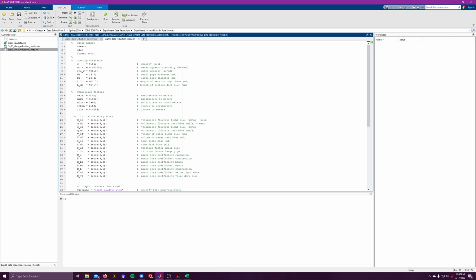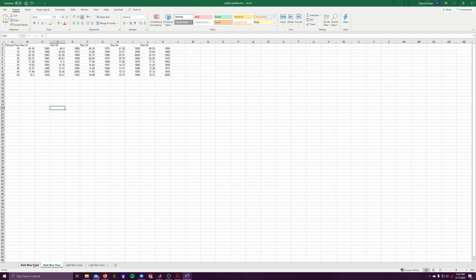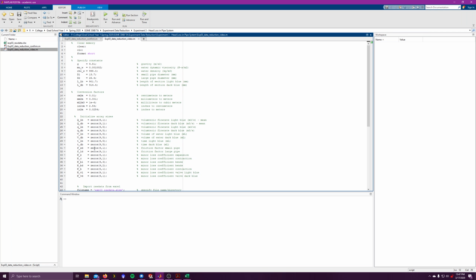Okay, then the volume. Again, we did that for light blue and dark blue, same kind of thing. Our volume is here. So we had the volume for the 9 percentages of the flow rate, and then we had 5 runs. Okay, so we're going to go down. Same thing for the time: we had the 9 percentages, and we had 5 runs. Then we have the friction factor for the small pipe, and then we have the friction factor for the large pipe.